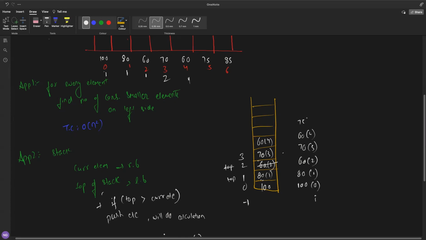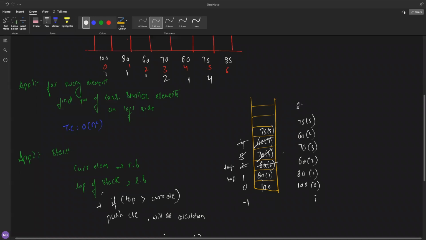Next element is 75 with index 5. Now, 60 is smaller than 75 and cannot be a left boundary, 70 also cannot be a left boundary, but 80 can be a left boundary. So we will do the index calculation: 5 minus 1 is 4. So we will do 4. Now we will put 75 with index 5.